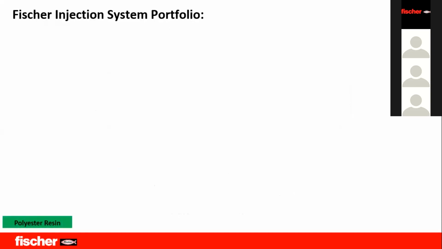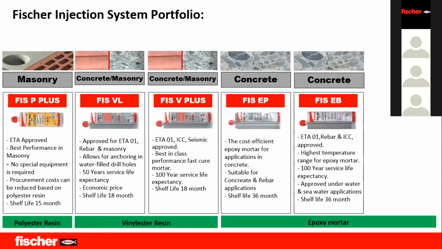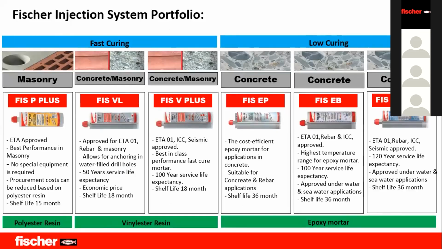Now, this is the summary of our important chemicals, or our top chemicals. We can divide them into fast curing and slow curing. In the fast curing, we have polyester and vinylester. In slow curing, we have the epoxy.